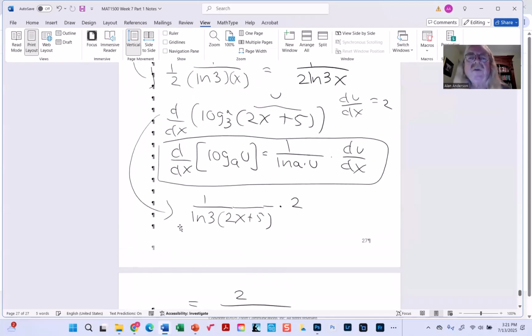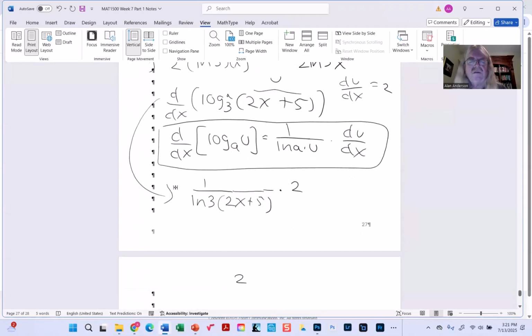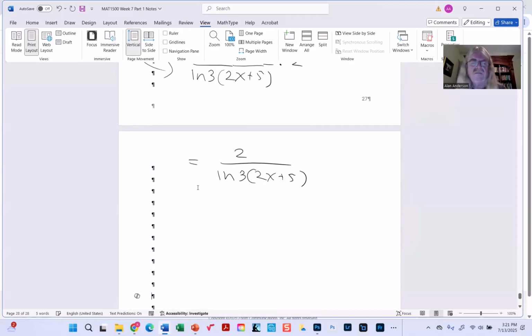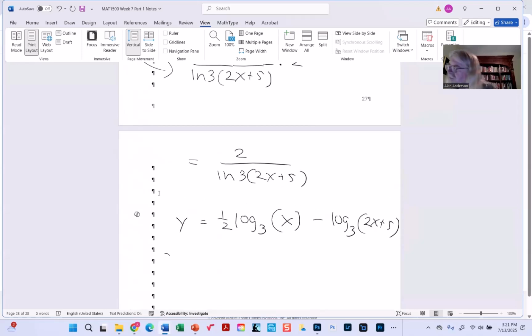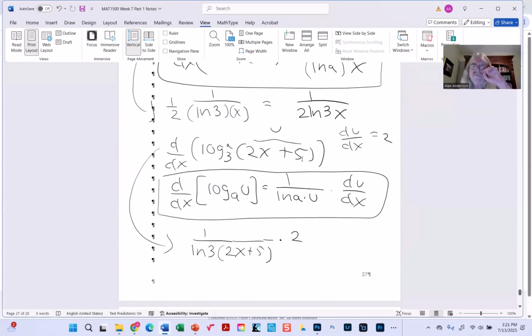All right, so we got both halves. Now we just bring them together. So here, this is the original function. So the derivative must be, so the first part we already found, the answer is 1 over 2 log 3x.